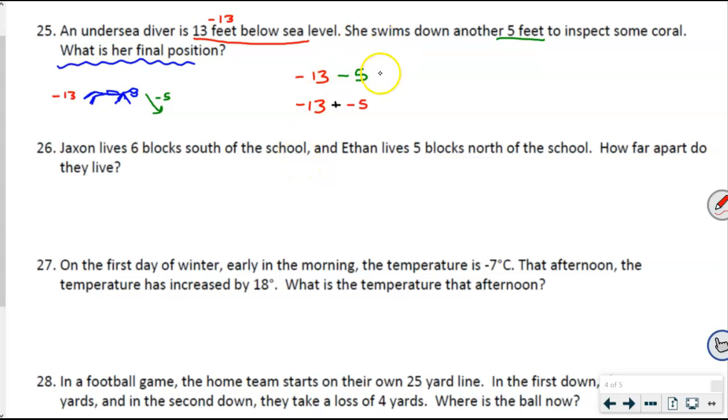Where is she now? No matter which way you do it, she is at, and the picture really helps, -18. And now the sentence. She's at -18, but what does that really mean for the story? She is at 18 feet below sea level.